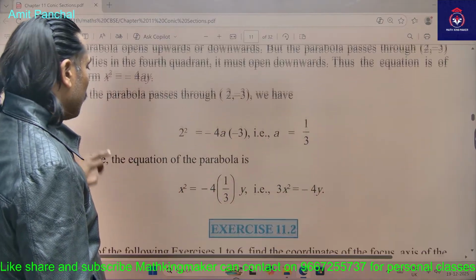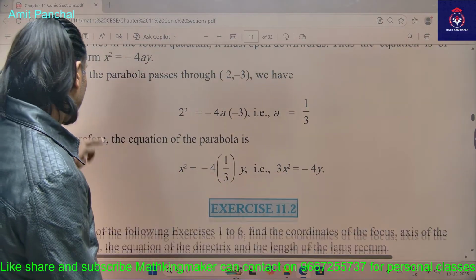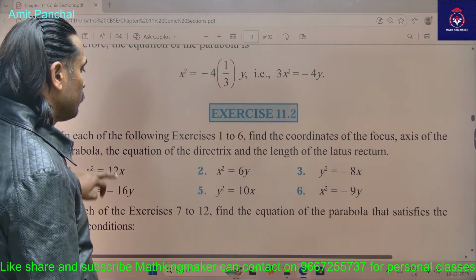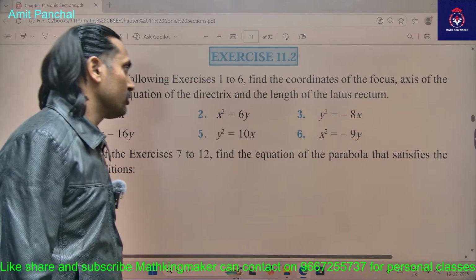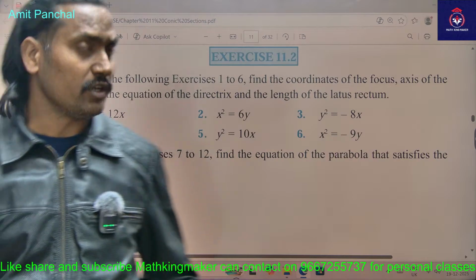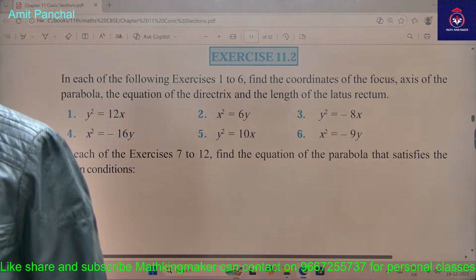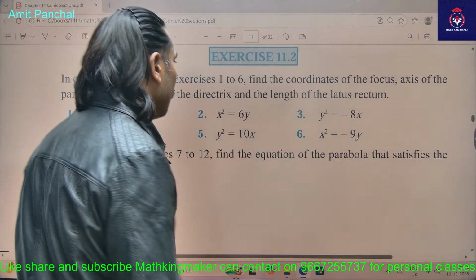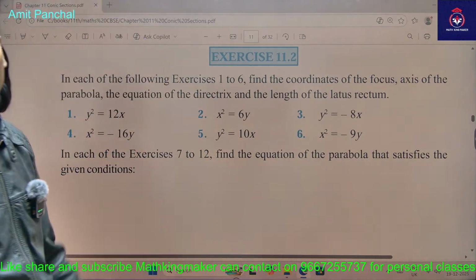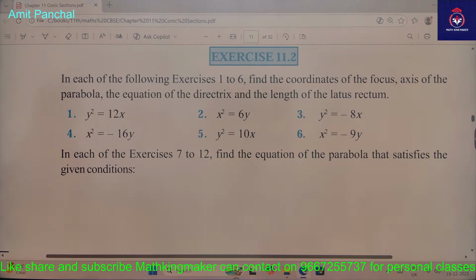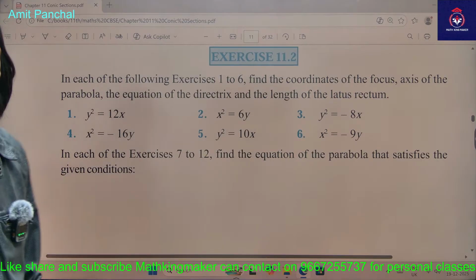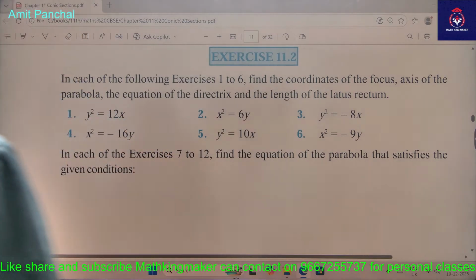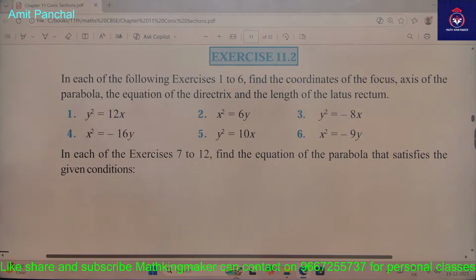Now with this your examples are completed. Now we'll do some questions, some difficult questions. This is 1 to 6; you do the last part. The rest of the 5 will be your homework. You do just the sixth one.